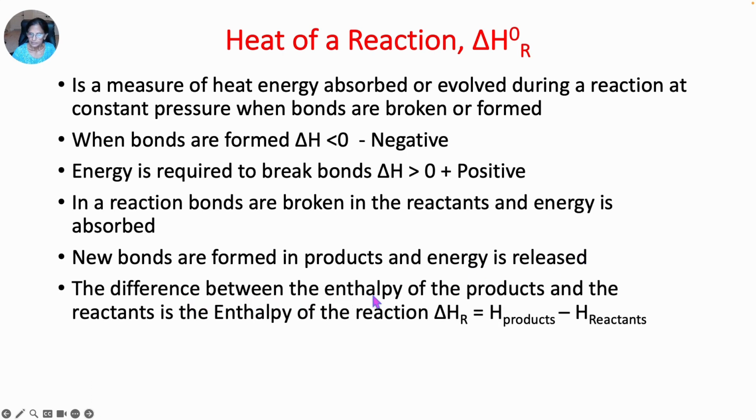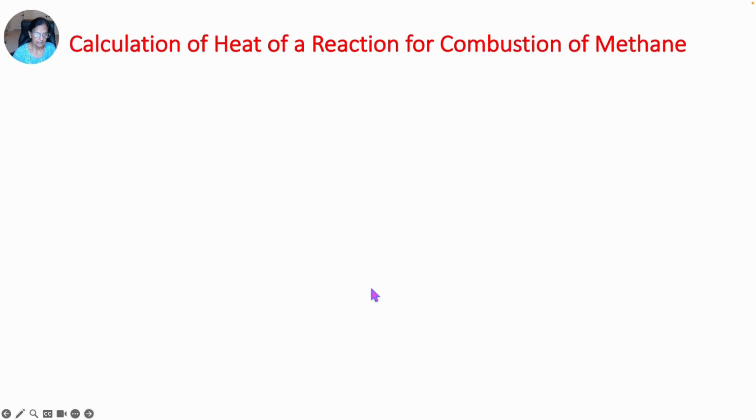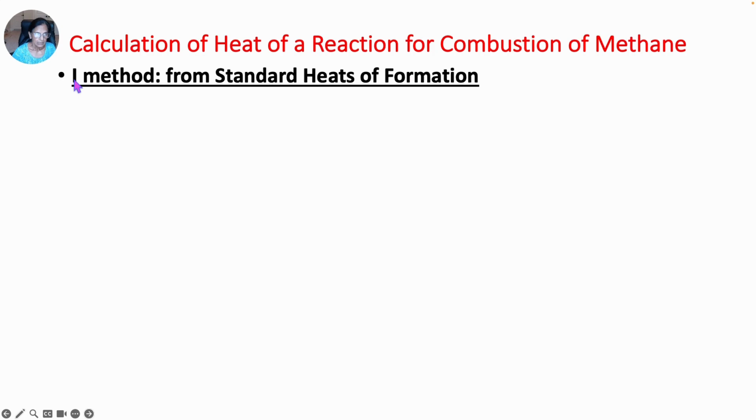The difference between the enthalpy of the products and the reactants is the enthalpy of the reaction. Delta HR is equal to sigma H, total heat content of the products minus total heat content of the reactants. Let's see how to calculate heat of a reaction for combustion of methane. There are three methods, and the first method is from standard heats of formation.